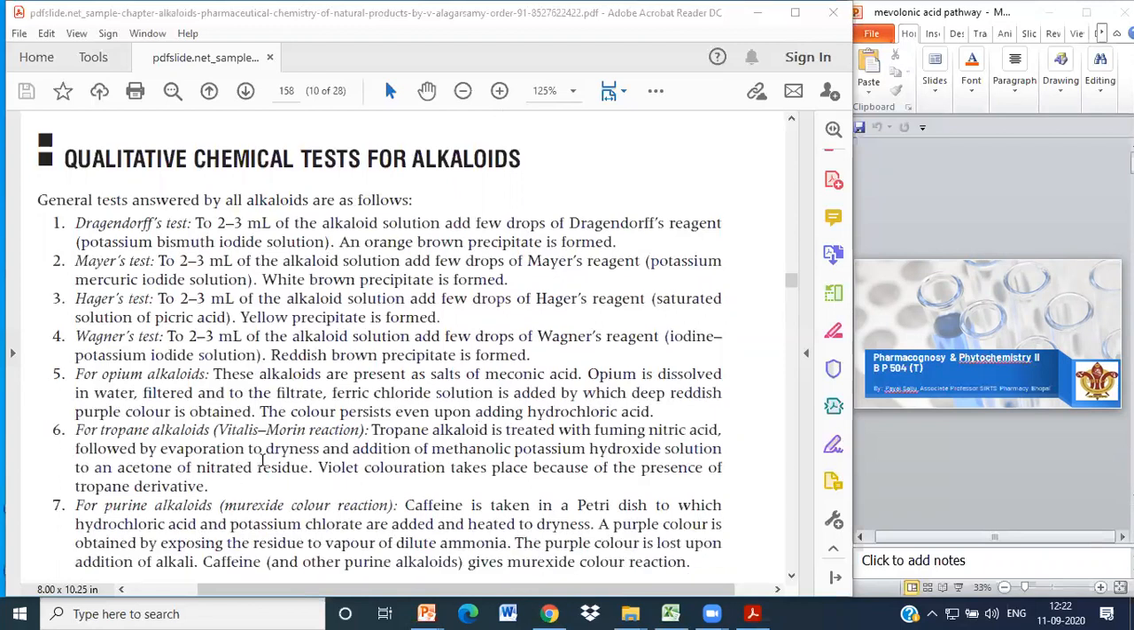Test for tropane alkaloids, Vitali-Morin's test. The tropane alkaloid is treated with fuming nitric acid followed by evaporation to dryness. So you have to treat this alkaloidal solution with fuming nitric acid and evaporate till it is dried, and add methanolic potassium hydroxide solution to an acetone solution of the nitrated residue. A violet coloration takes place because of the presence of tropane derivative.